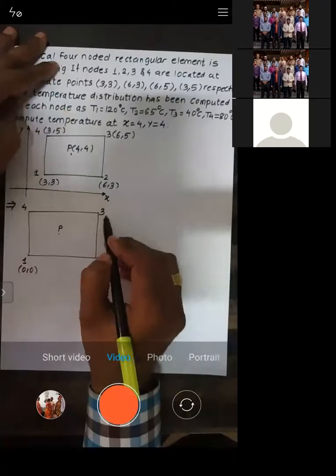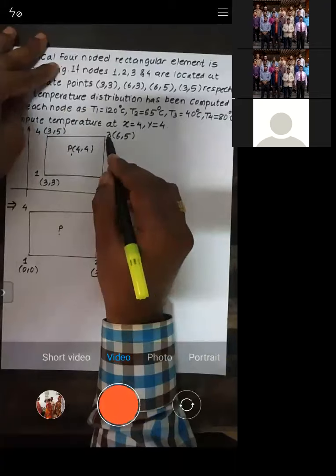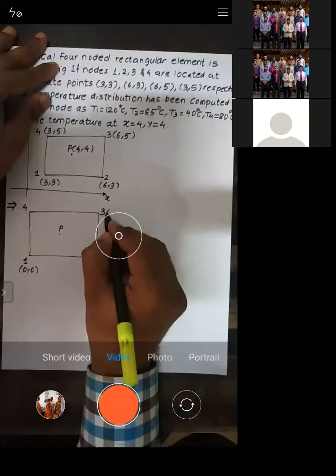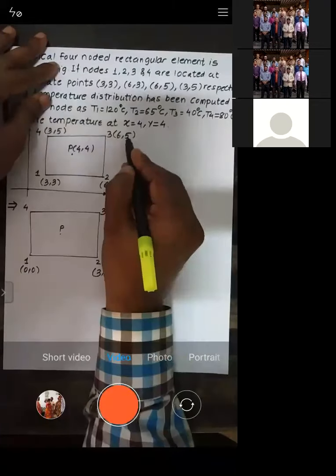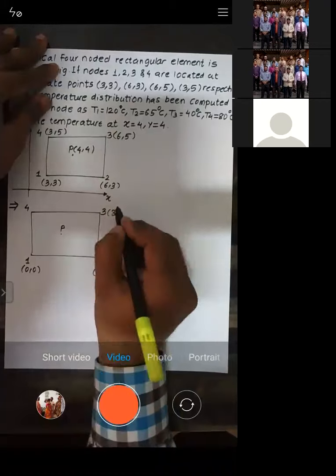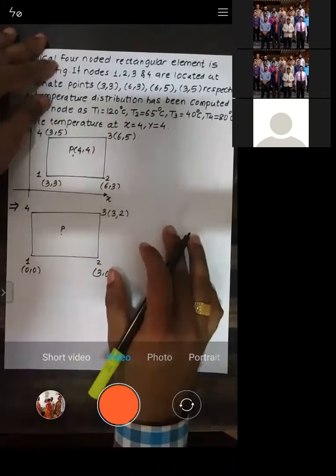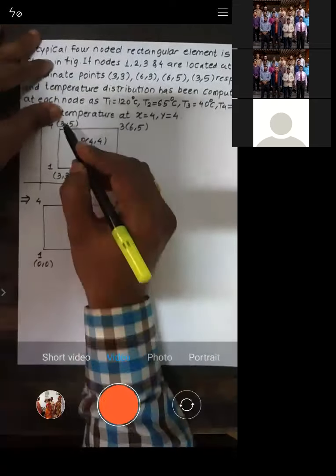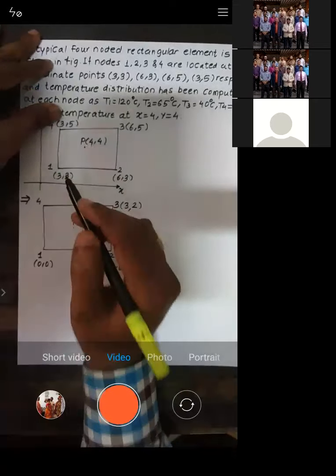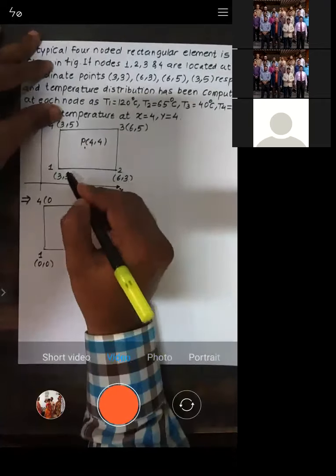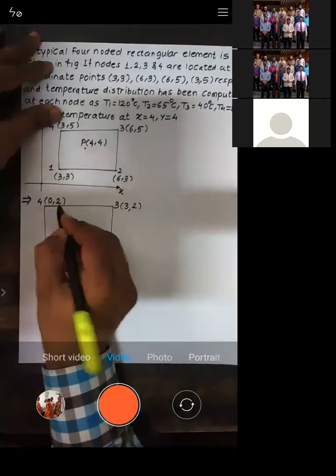Similarly, we need to do it for node 3. From this 6 you subtract 3, so this becomes 3. And from this 5 you subtract 3, so this becomes 2. Next, come to node number 4. From this 3 you subtract 3, so this becomes 0. And from this 5 you subtract 3, so this becomes 2. Yes or no?